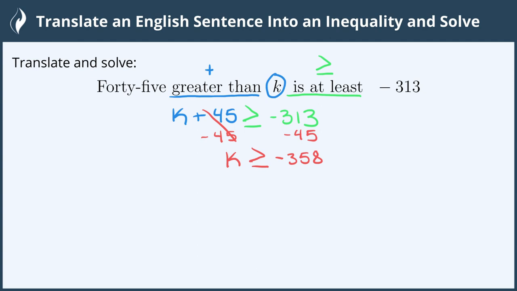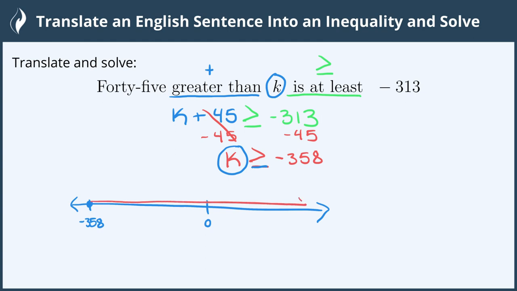So we're going to go from negative 358 because k is larger than negative 358, where that's a big number. So I'm going to put 0 here, and we'll just say this is negative 358. And because it is or equal to, this means that we include that negative 358. And because that's the very least amount and everything else can be larger than that, that means that all of the numbers larger than negative 358 are included in this.